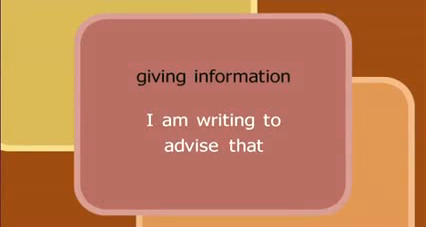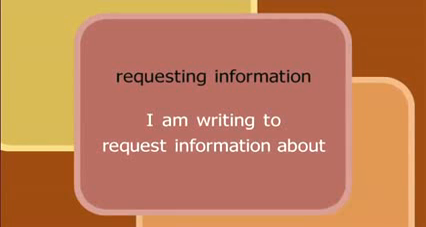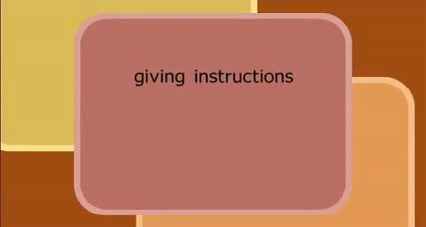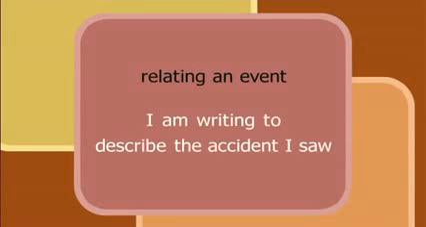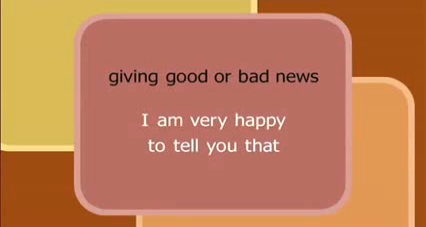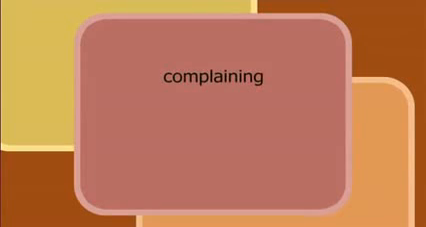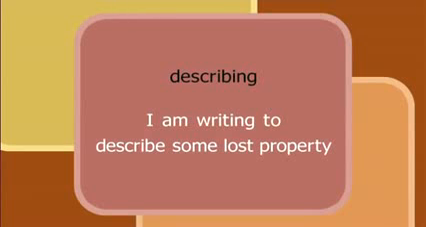Let's consider some examples. If your letter is for giving information, you might start with, I am writing to advise that. Or for requesting information, I am writing to request information about. For giving instructions, I am writing to explain how to. Relating an event, I am writing to describe the accident I saw. Giving good or bad news, I am very happy to tell you that. Complaining, I am writing to complain about. Describing, I am writing to describe some lost property. It's easier for the reader of the letter if it's organised coherently.